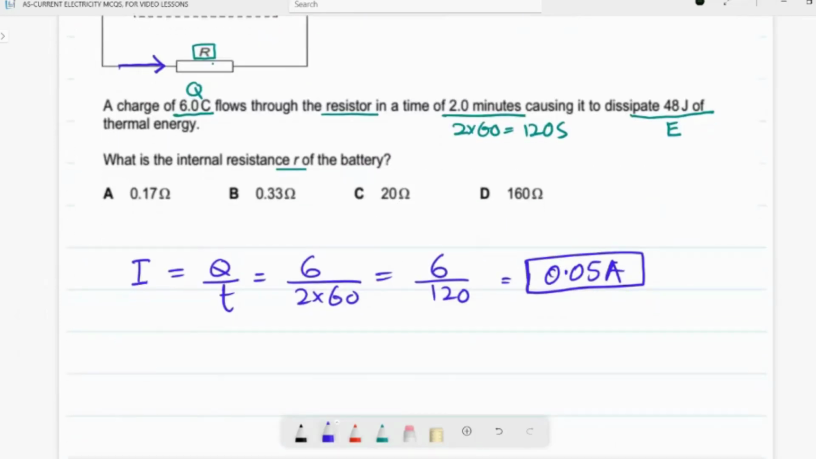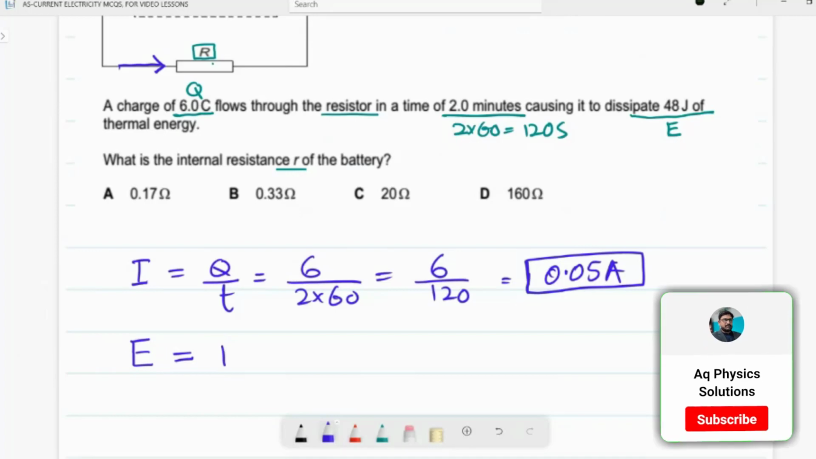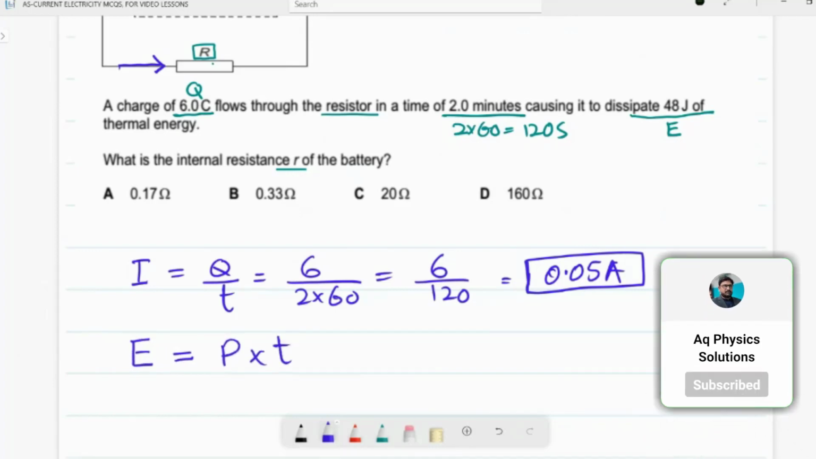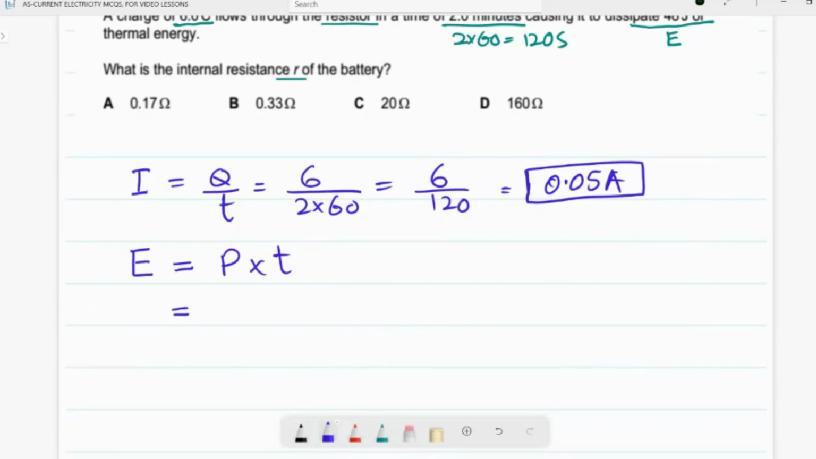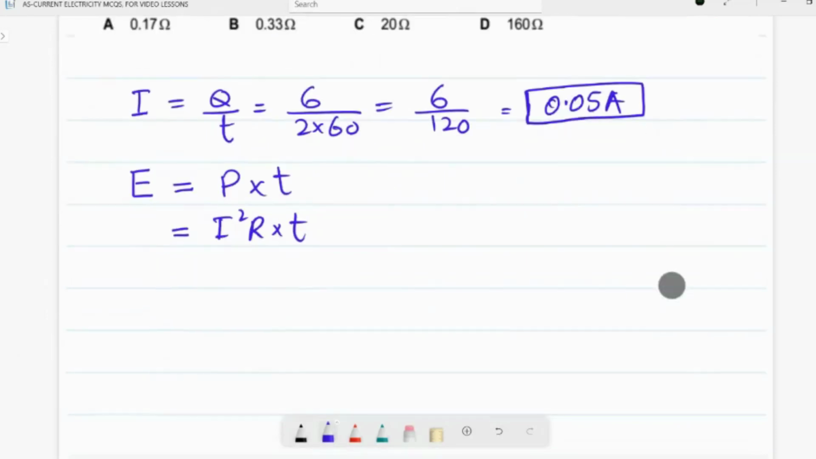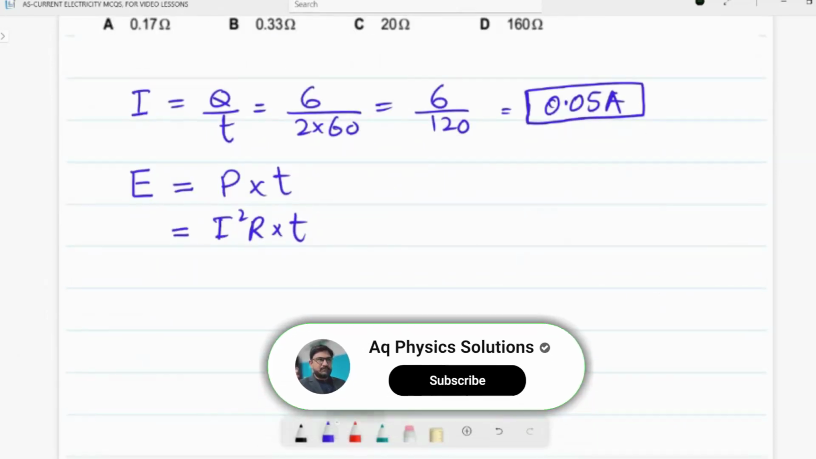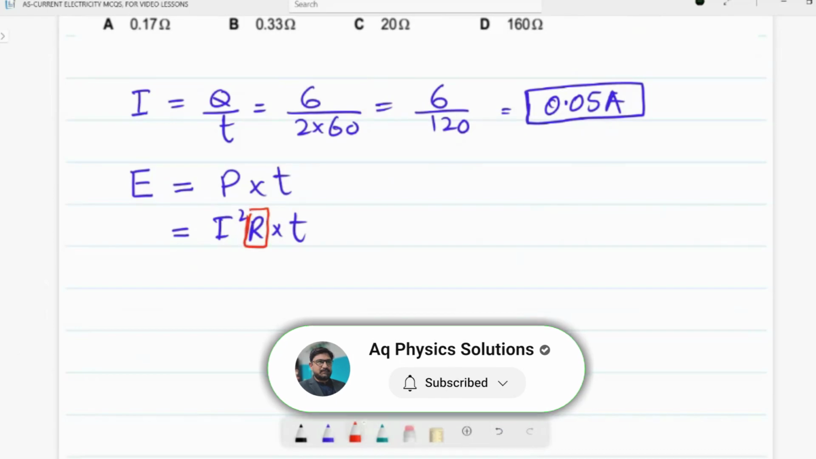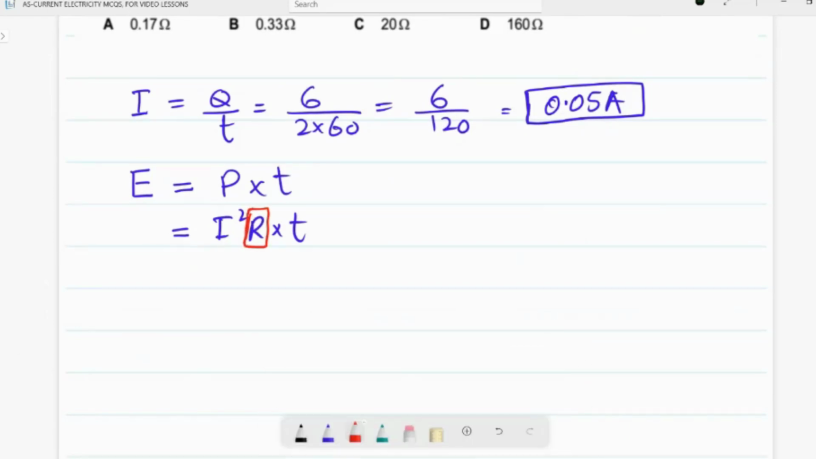Now it's quite easy to understand that if I say what will be the energy dissipation across this resistor, I can say that it is equal to power times t. So power is equal to I square R times t. I can directly use that small r, but the problem is I do not have energy dissipation across that. I have energy dissipation across this capital R, this external resistor. That's why I have to figure out this first, then I will proceed next.